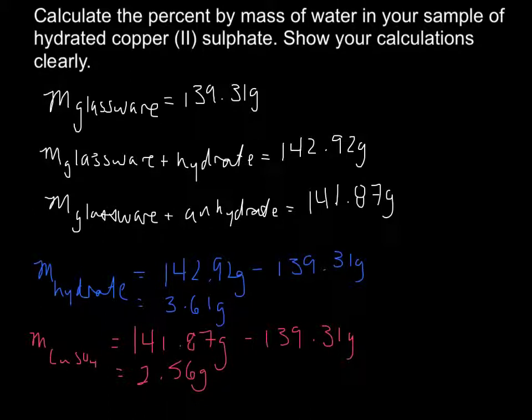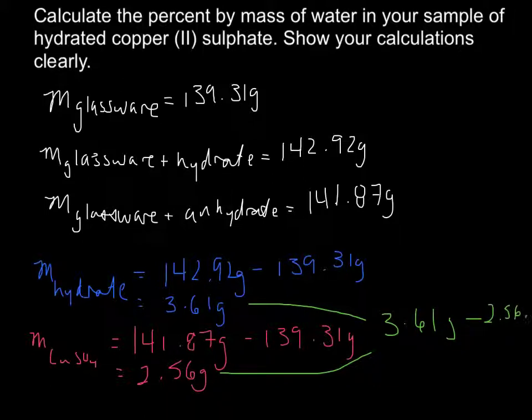So when you think about it, if you take the mass of the hydrate and subtract the mass of the anhydrate, you should be able to get the mass of the water, which is the difference between the two. So I'm going to go 3.61 grams minus 2.56 grams. Sorry if this is a little bit cluttered. Equals 1.05 grams.